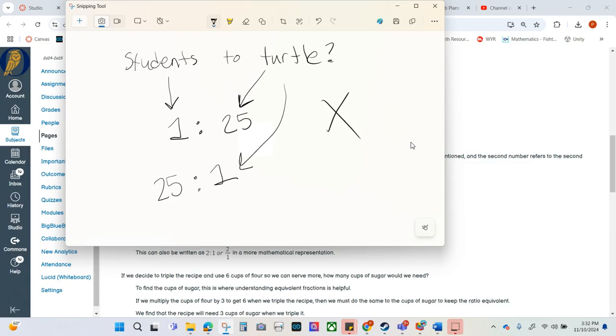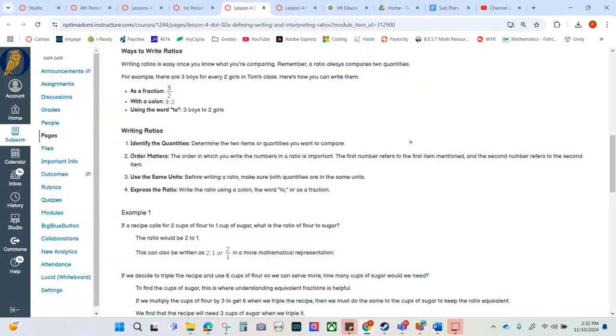Students was the first word in our sentence, so the number talking about students has to be first. Turtle was the second word, so the number relating to how many turtles there were goes second, just like the word turtle does. So first, what numbers, what things are you talking about? Identify the quantities. Second, order matters.